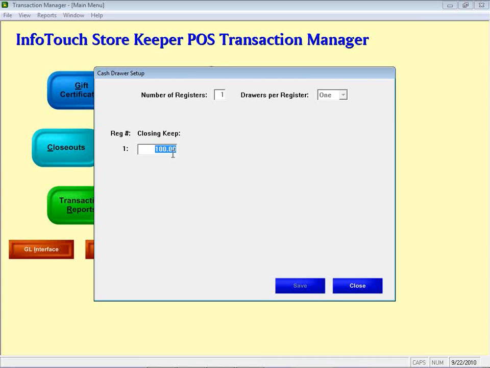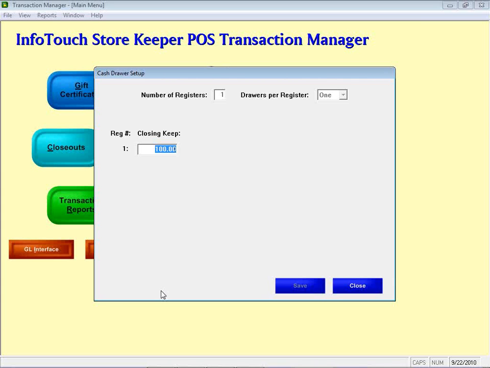You can have a separate amount for each register. If you have 2 drawers, and that is a possibility, per register, then there's buttons that will show up here as to whether you're setting this information up for the primary or alternate drawer. And so you can basically, for each of your maximum of 120 drawers, 60 times 2, have a separate closing keep amount for each one. Most stores don't do that. They have the same amount per drawer, per register, and they keep it that way.